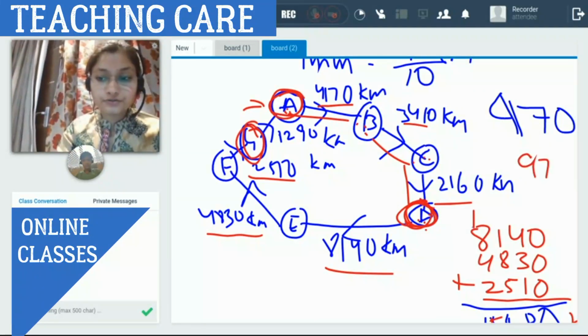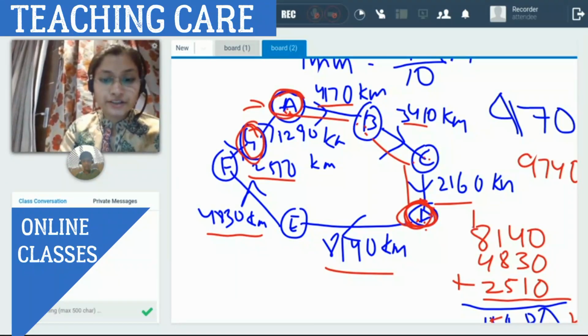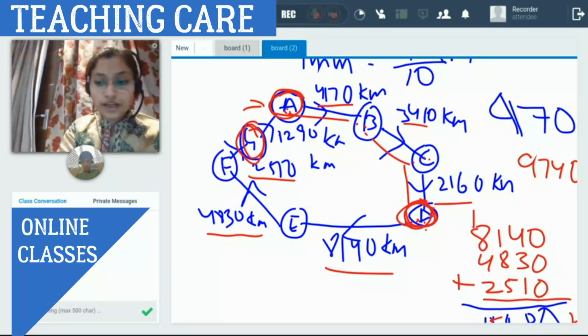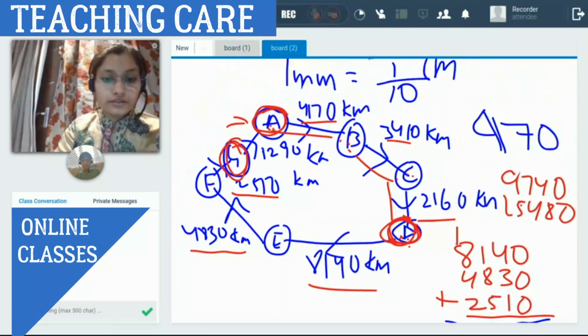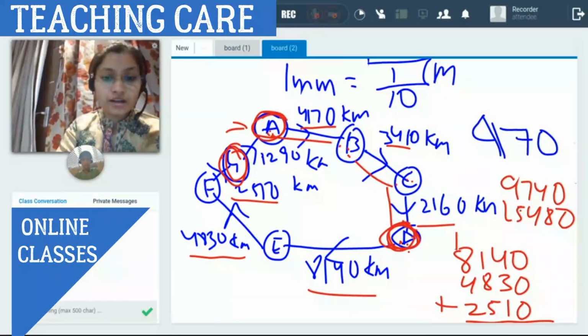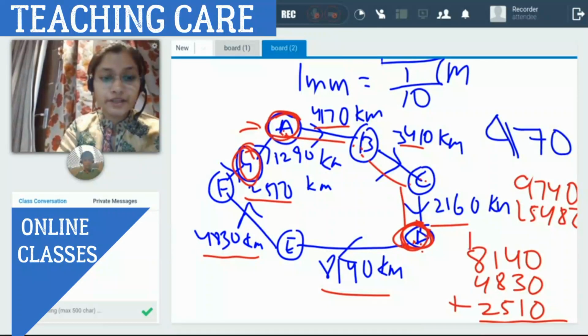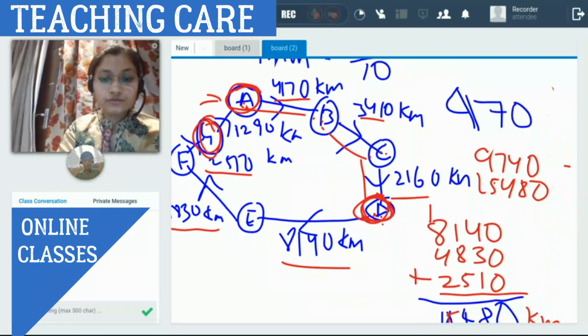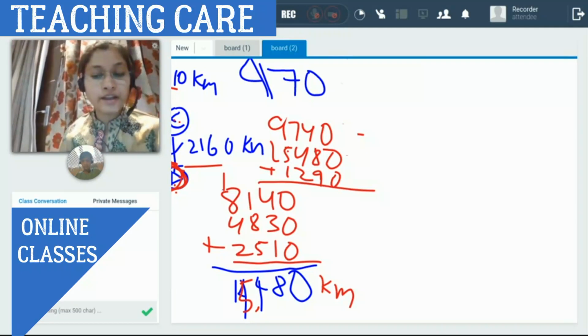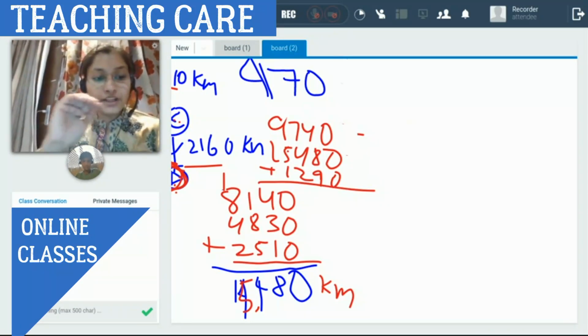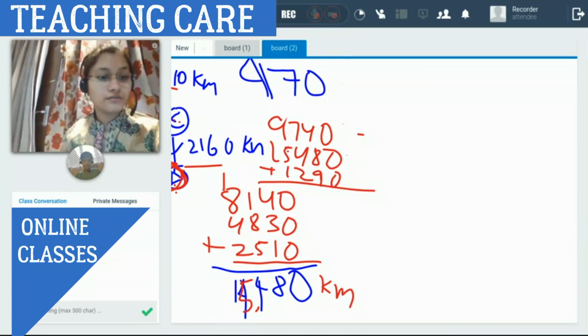That was 9740. In the next part you have calculated for D to G. That is 15480. If I have already reached G, then coming back to A, just one distance is remaining: 1290. So if I add up these three quantities only, I can get my answer. I don't need to repeat the calculation again.